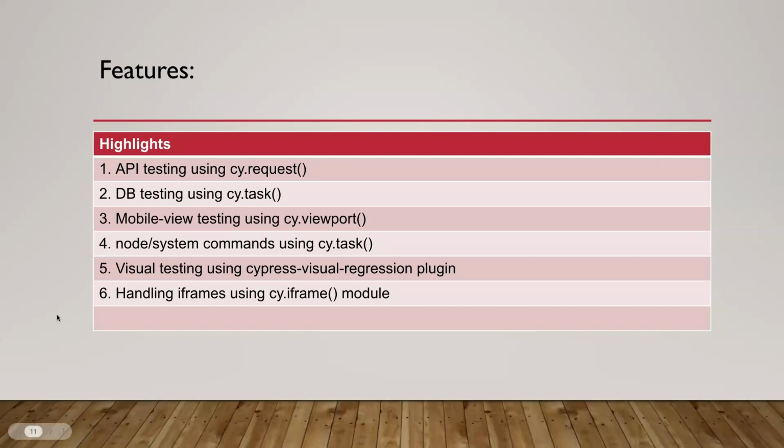Okay, and the other features are node and system commands using the cy.task command. Visual testing: sometimes we want to check whether any images are broken, or any CSS properties are broken on the page, using visual testing, like the Cypress Visual Regression plugin.